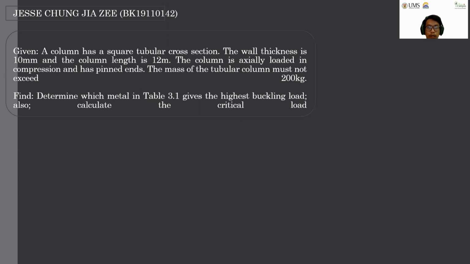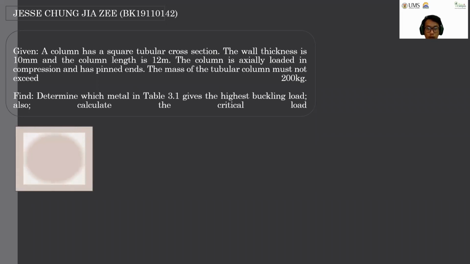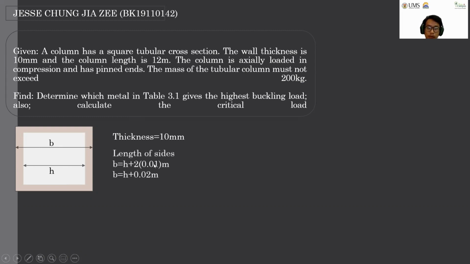From this understanding, we can find that the thickness of the tubular column is 10 mm. Hence, we can establish the effective length to be 12 meters since it is pinned ends. Note that B is the outer length, and H is the inner length, which is shown here. B is established as H plus 0.02 since it adds both thicknesses on both sides to the total length.